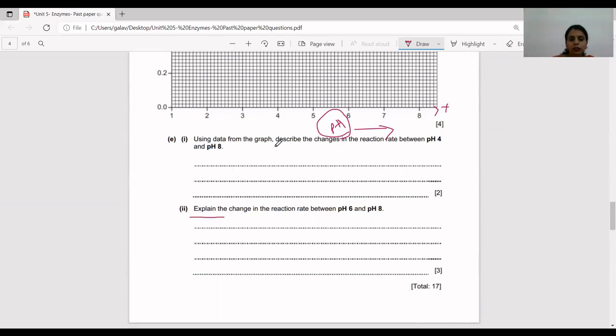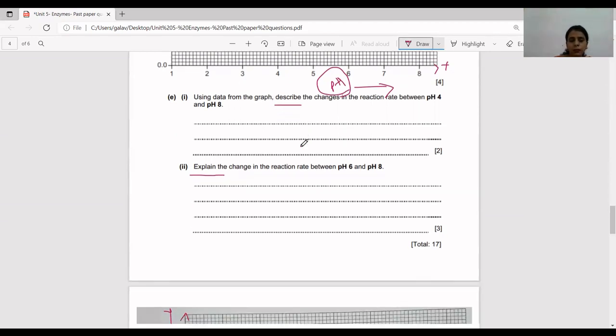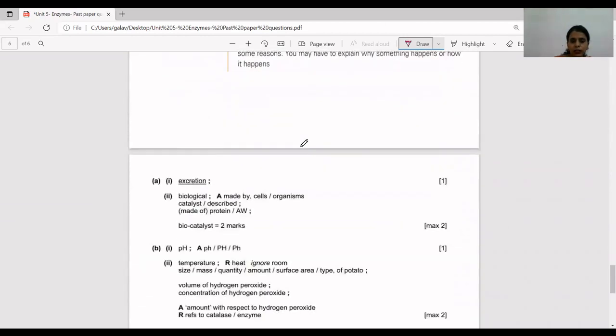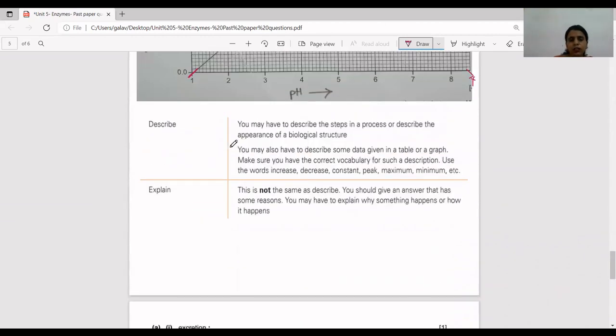You have to understand very well. This is a very important question. Whenever they give you this table or graph question, they ask you to describe and explain the graph and table. Okay, but there is a big difference between describe and explain. So as per your IGCSE guidelines, I'll just let you know first.